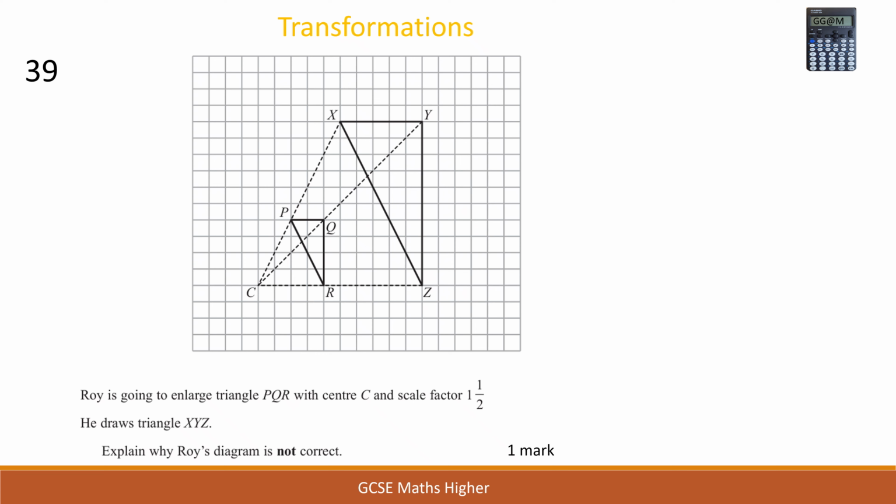Okay, great work. Hopefully you managed to come up with a way to describe what is going on. So the key words in the question, we're looking at triangle PQR, so P to Q to R with centre C, and there's a scale factor of 1.5. So it's saying that this shape here is 1.5 times as big as this shape down here. And he draws out triangle XYZ, X to Y to Z. And you've got to say why Roy's diagram is not correct. What is wrong on this diagram?